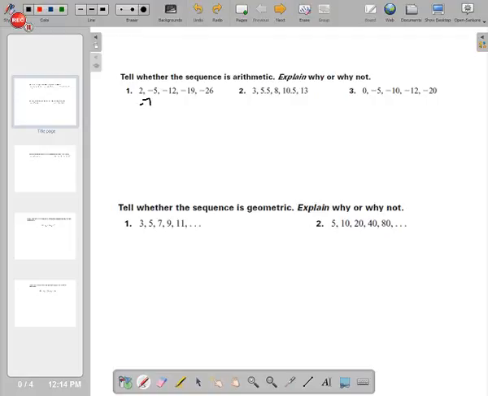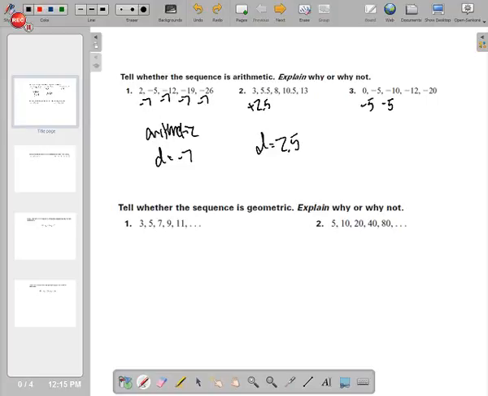So this problem, that would be 2, they subtracted 7 to get to -5. They subtracted 7 each time. So this is an arithmetic sequence, and I know that because the common difference is -7. They added -7 over and over again. Second one, you added 2.5 each time. So this one is also arithmetic, and the common difference is 2.5.